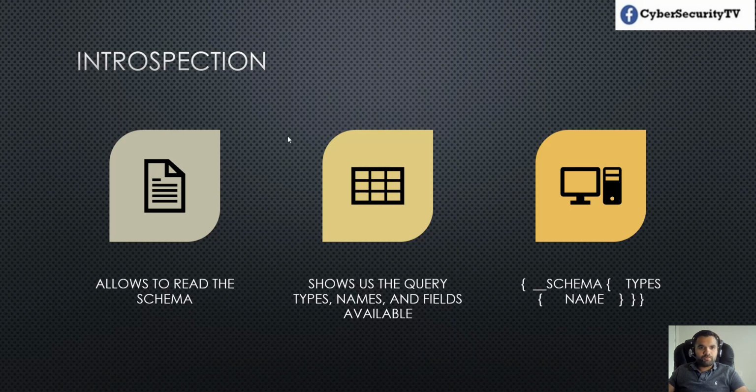Another issue is introspection, which I talked about. You can also exploit introspection. It allows you to read the schema, and it can also show us the query types, names, fields, etc. So in today's demonstration, I'll show you how you can write the introspection query, and you can check if these are vulnerable when you want to do a GraphQL penetration test. And here is the basic syntax. It looks like one underscore, but these are actually two underscores, and then schema, types, name. You can also have fields, etc.